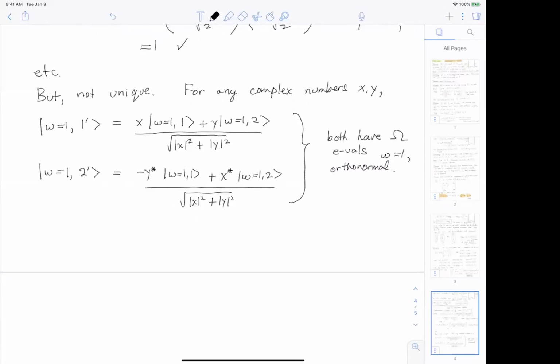And so the new labels, 1 prime and 2 prime, are just to distinguish them from the old labels, the degenerate kets.